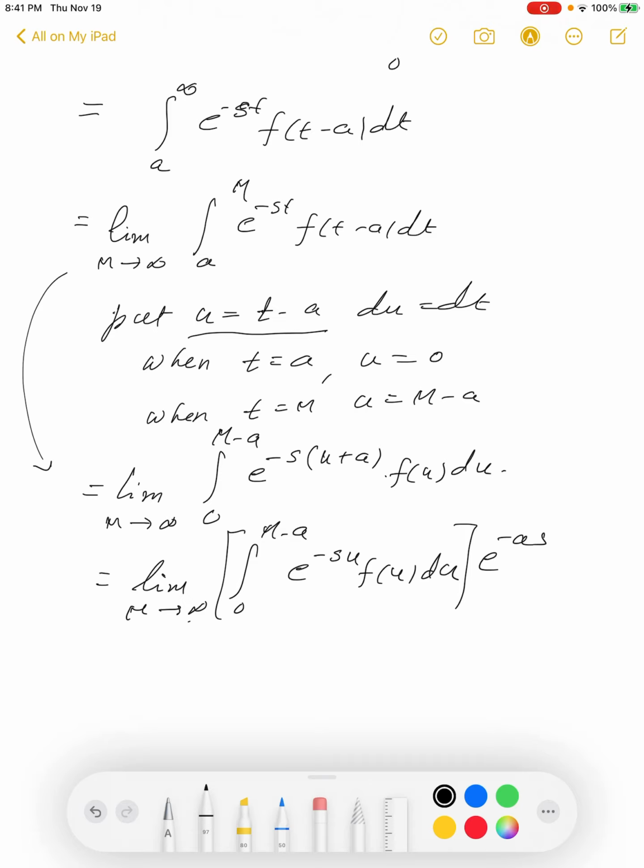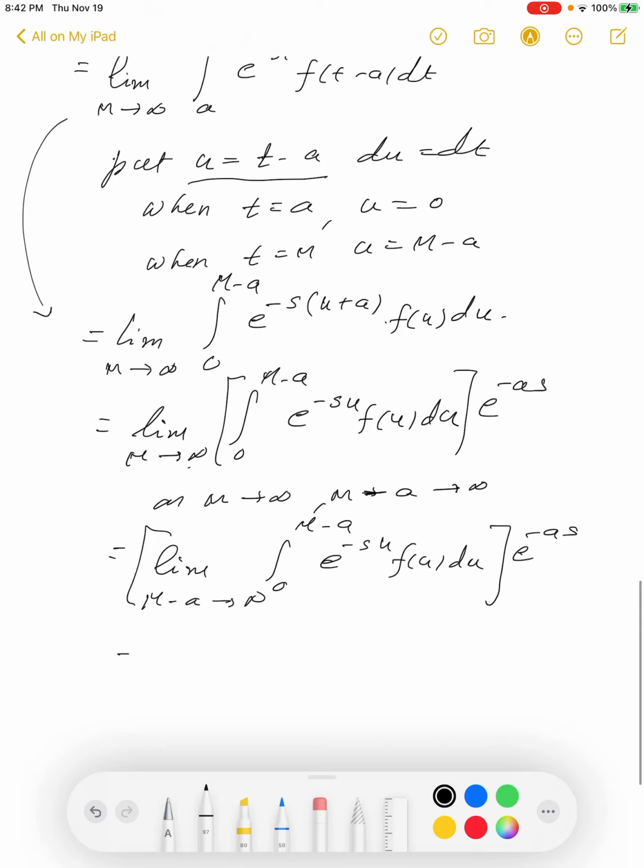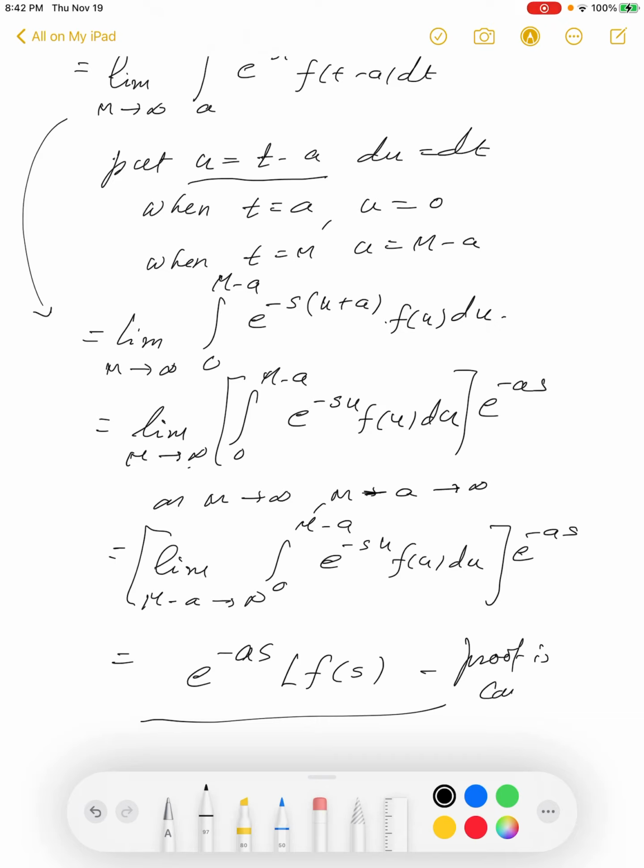Now as m tends to infinity, m minus a also tends to infinity. So this limit is the same as, I can write this as, the limit as m minus a tends to infinity of the integral from 0 to m minus a of e to the minus su f of u du, times e to the minus as. But then this limit is just the Laplace transform of f. So I will write this as e to the minus as times the Laplace transform of f. So that's the proof. The proof is complete.